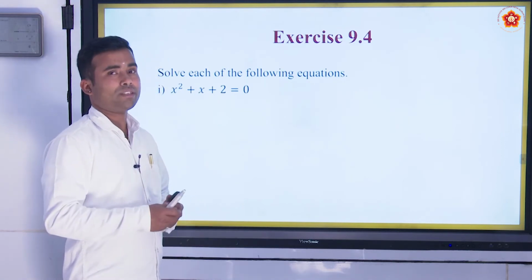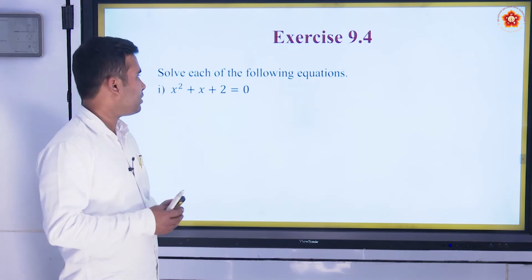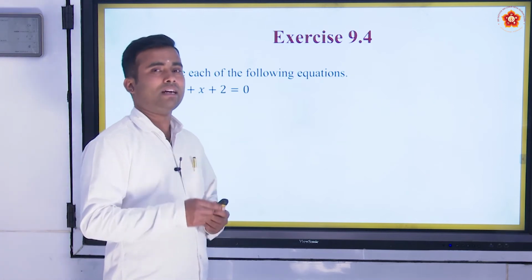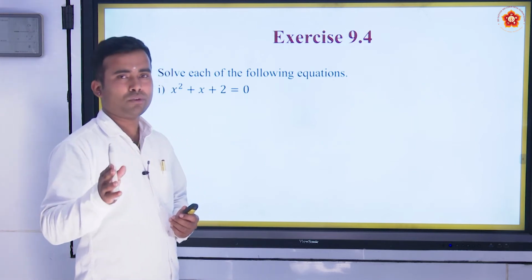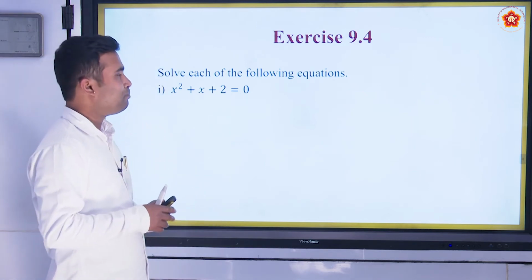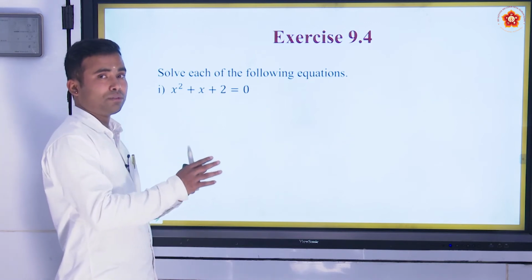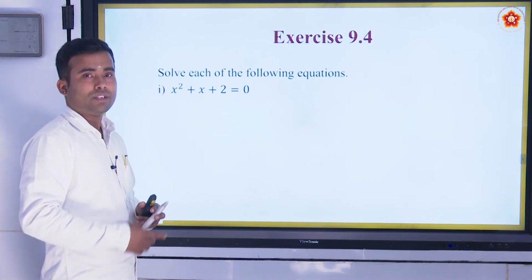Let us move on to exercise 9.4. Here solve each of the following equations using the quadratic formula, where the discriminant D, equal to b square minus 4ac, is less than 0. For all the problems you are going to have only b square minus 4ac less than 0.